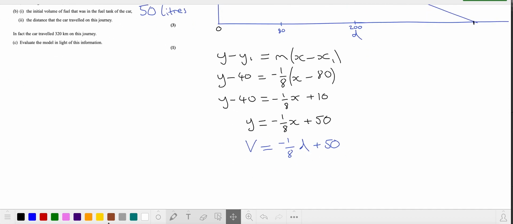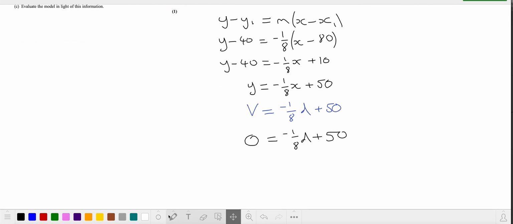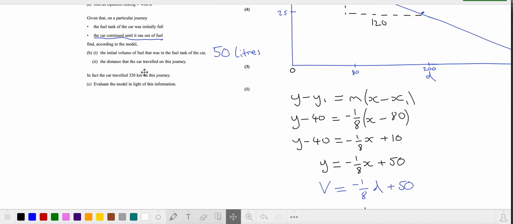So just substitute 0 for V into your equation. 0 equals minus 1/8 D plus 50, which means that 1/8 D equals 50 if we add 1/8 D to both sides. Multiply both sides by 8 and we get 400 kilometres. So that's the distance the car would have travelled, 400 kilometres.